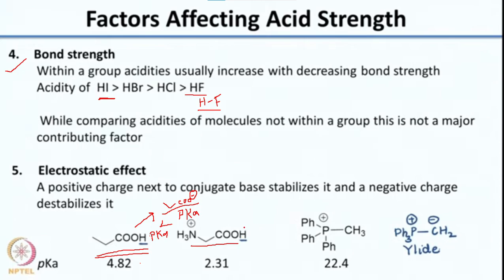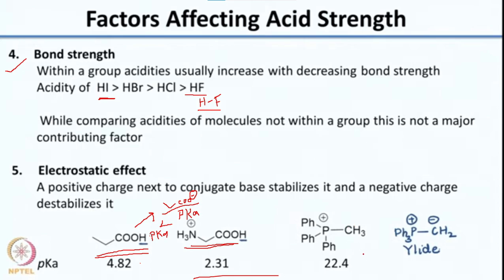Here also a negative charge will be generated over here in the conjugate base, which is destabilizing it. That means the conjugate base is less stable compared to this acid. So that's why the pK value of the acid will be lower compared to the conjugate base pK value.